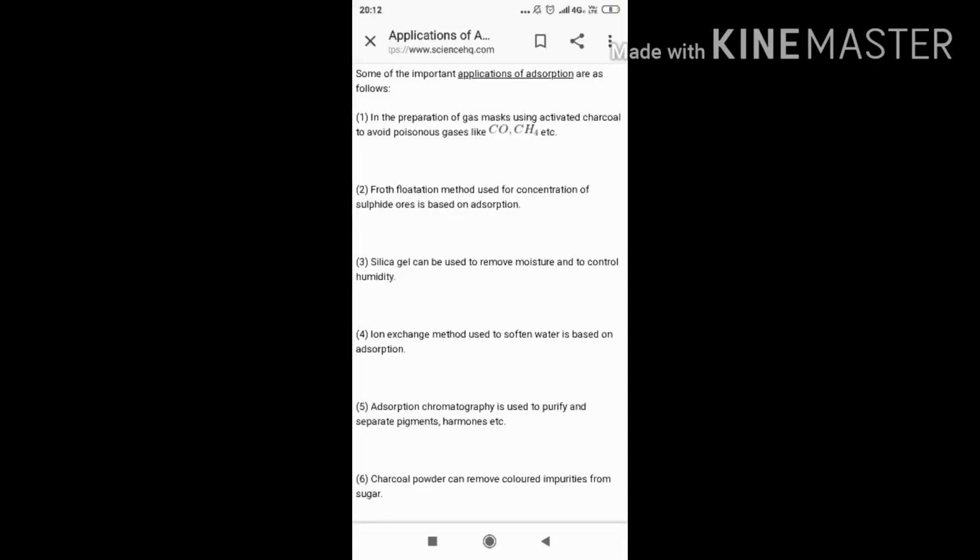Then next application is in chromatographic analysis. The selective adsorption of certain substances from a solution by a particular solid adsorbent has helped to develop a technique for the separation of the components of a mixture. This technique is called chromatographic analysis. Next application is in the clarification of sugar. Sugar is decolorized by treating sugar solution with charcoal powder. The latter adsorbs the undesirable colors present.